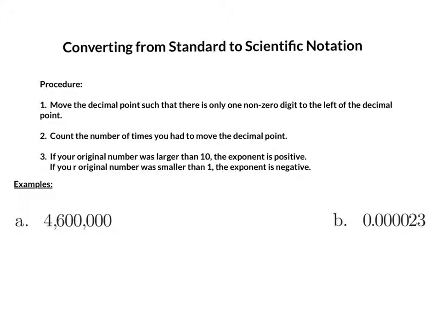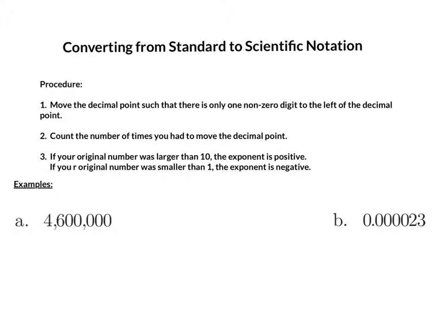From there, we want to count the number of times that we had to move the decimal point in order to get that number. If the original number is a large number, larger than 10, then your exponent is positive and it's equal to how many spaces you move the decimal. If your original number is smaller than 1, if it's a small number, the exponent is negative, and again, the number part of the exponent is equal to how many spaces you moved. So let's look at some examples.